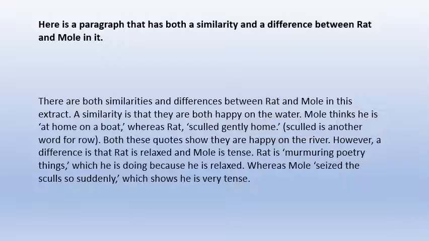However, there's our comparative connective. The difference is that Rat is relaxed and Mole is tense. Rat is murmuring poetry things, which he's doing because he's relaxed. Whereas Mole, another connective there, sees the skull so suddenly, which shows he is very tense. So you might want to stop there and go over that a couple of times, but that's the kind of paragraph we're looking for. A similarity and a difference in it.